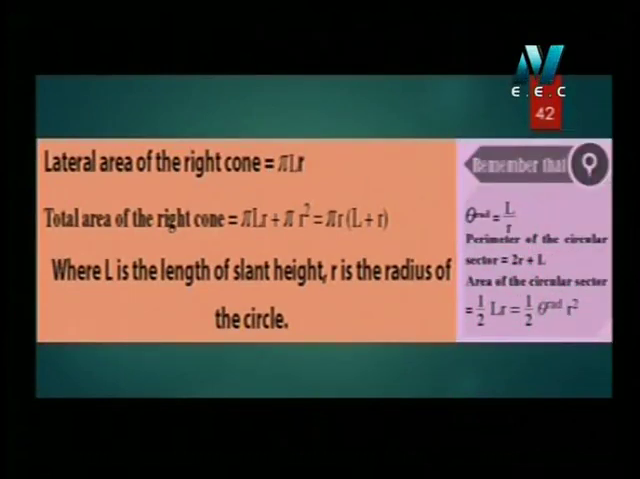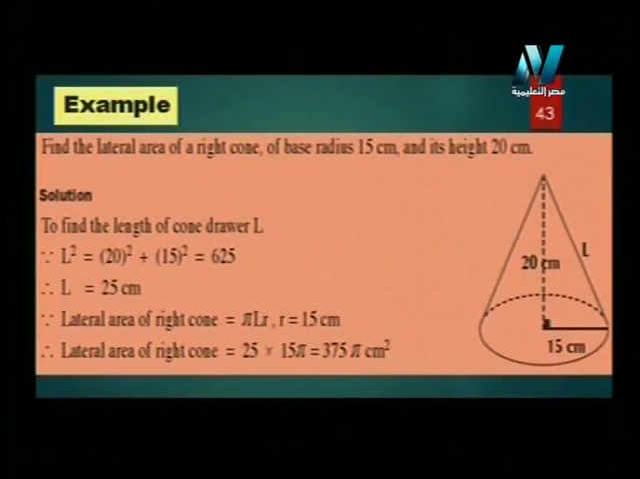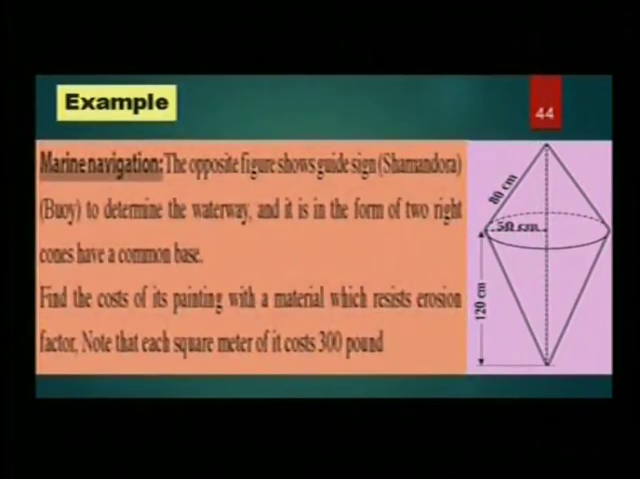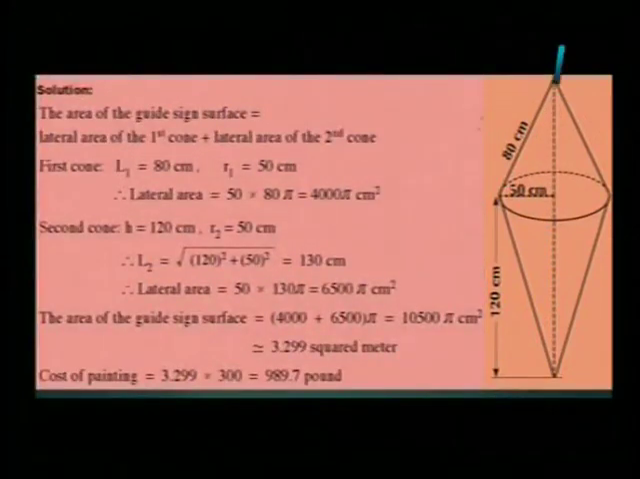An example here: lateral area and total area of the cone. If L power 2 equals 20 power 2 plus 15 power 2, then L equals 25, and the lateral area will be πLR, equal to 25 times 15 π. Another example, to find the area of this part. This part is a cone and another cone attached to each other. Solution: the area equals the lateral area of the first cone plus the lateral area of the second cone, and we add them.